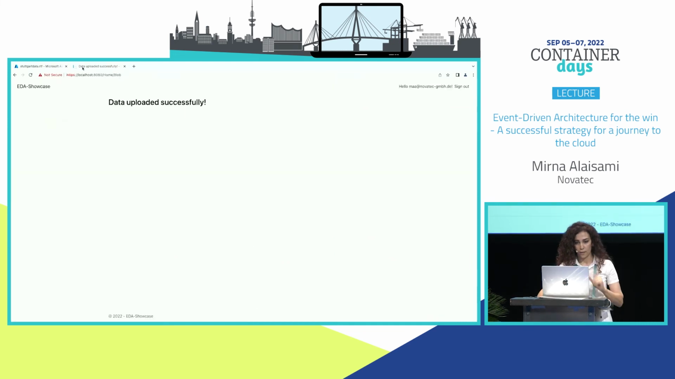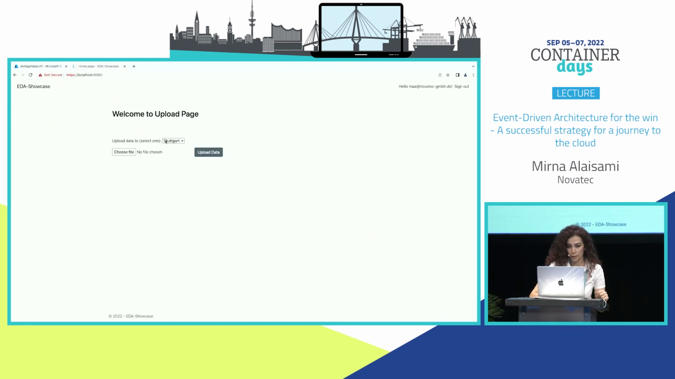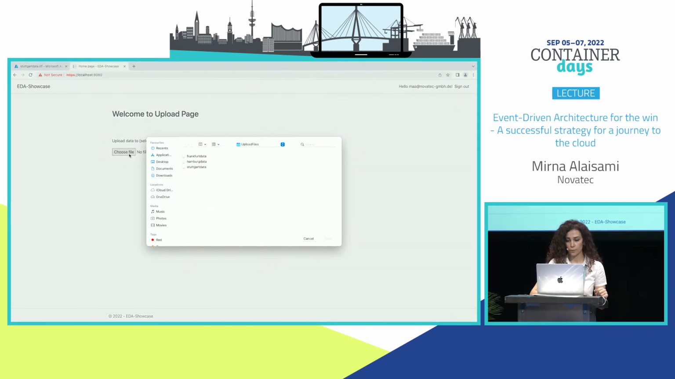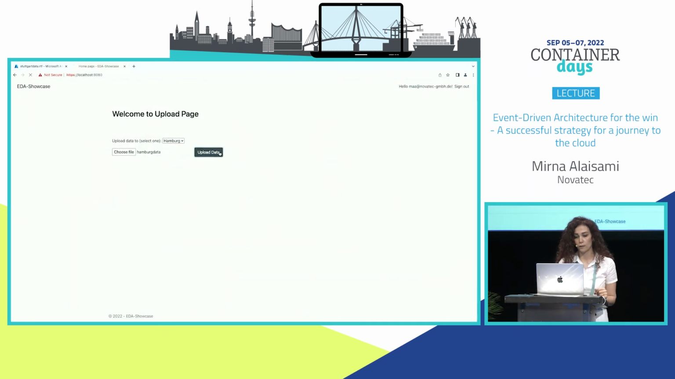Now let's go back here and try to upload something else. So I will upload something that belongs to Hamburg here. I'll choose the file belonging to Hamburg, and I will just upload the data.